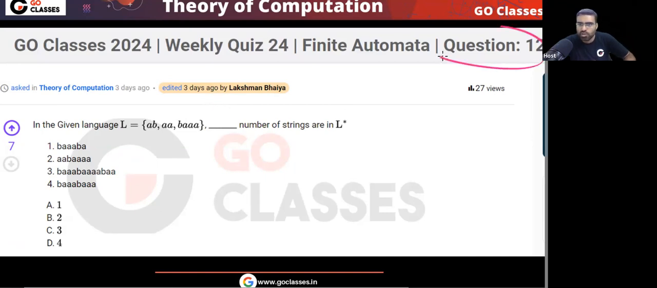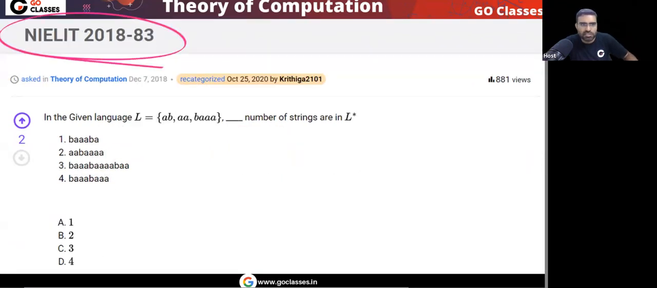So let's see this question number 12. This question is taken from ISRO. Again, let me tell you, sorry, NIELIT. This question is taken from NIELIT. So this is your language, for strings are given to you. This question is taken from the NIELIT exam, NIELIT 2018.